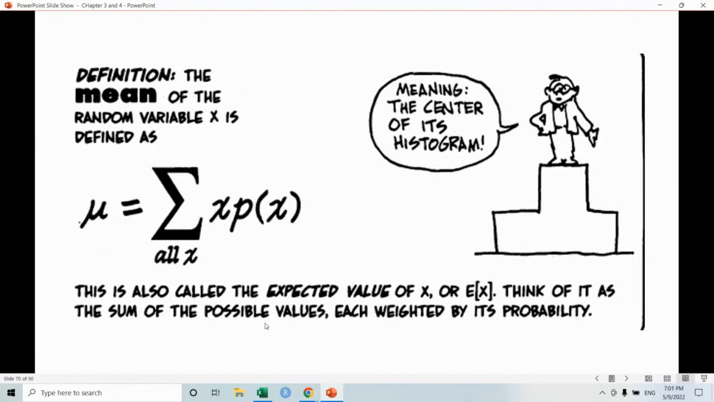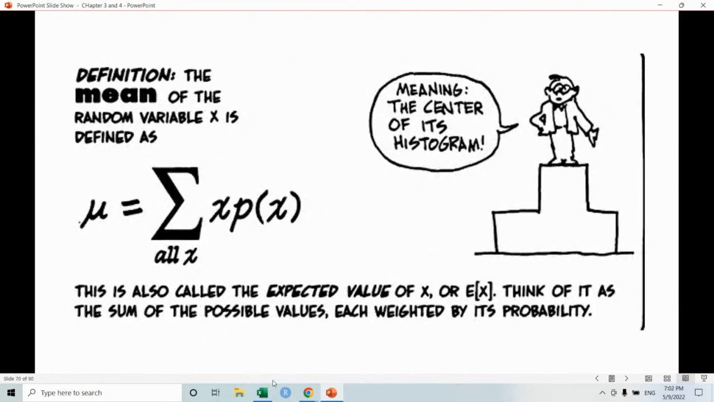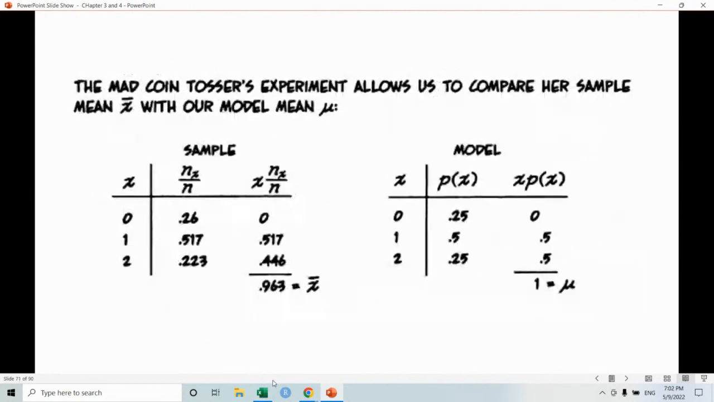So the mean of the random variable x is defined as the sum over all the x's of x times the probability of x. Basically, it's the center of the histogram. This is also called the expected value of x, or E of x. Think of it as the sum of the possible values, each weighted by its probability. So it's kind of like a weighted average. The mad coin tosser's experiment allows us to compare the sample mean x bar with our model mean mu.